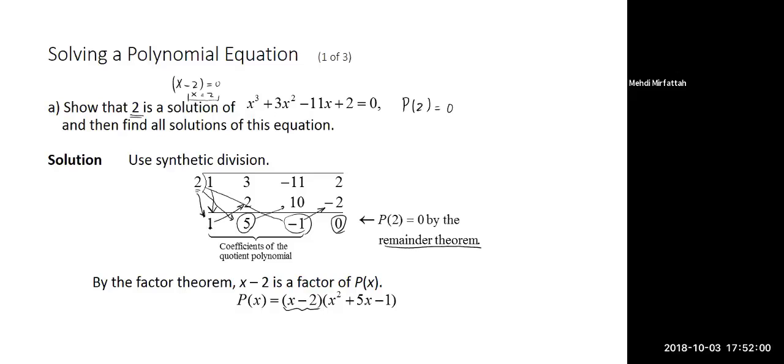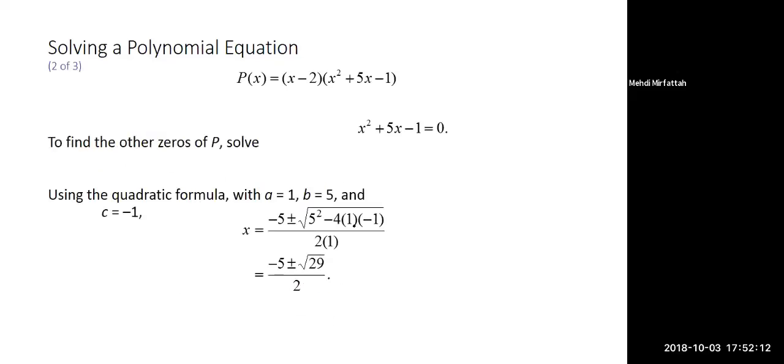So the quotient would be 1x to the power of 2 plus 5x minus 1. So this would be my other factor. Now, if this is not factorable, I can use the quadratic formula to solve for the rest of these. In this case, one solution would be x equal to 2. And here it's not factorable, so I can use the quadratic formula.